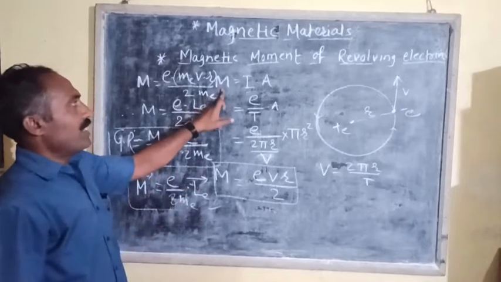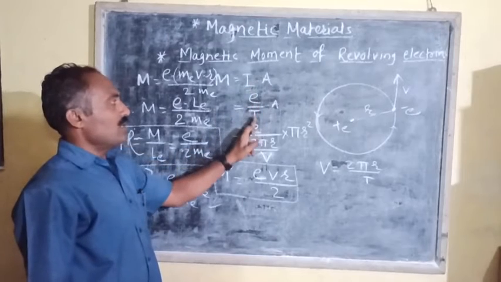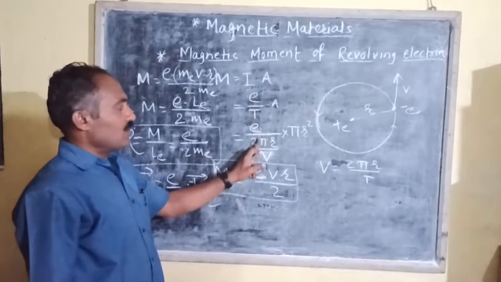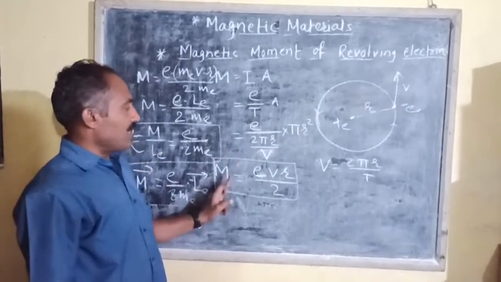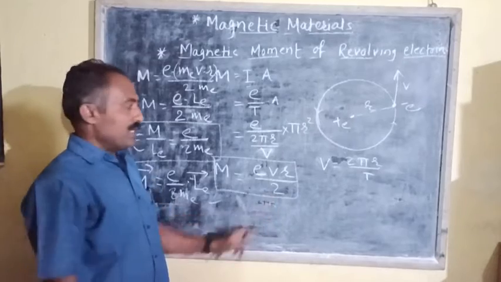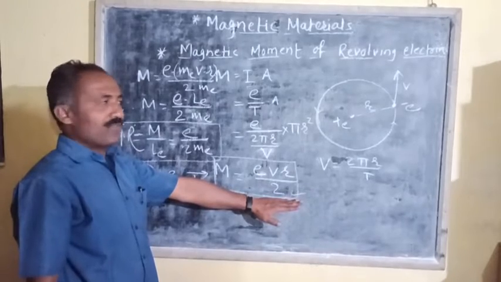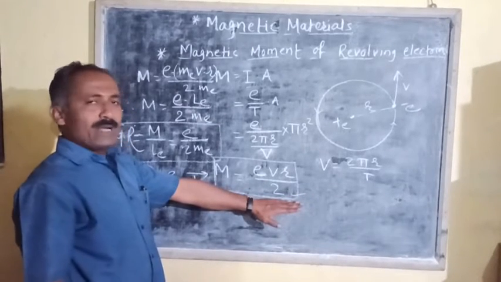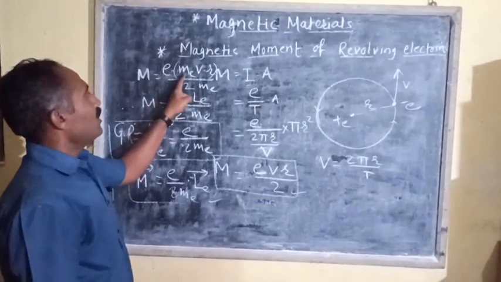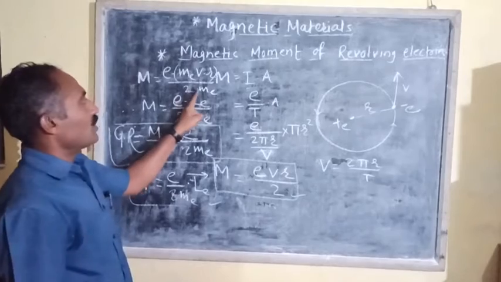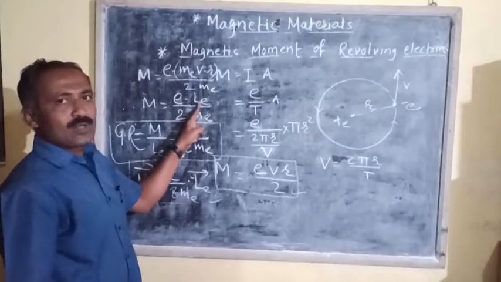That means the magnetic moment associated with the electron is equal to I into A, where I equals e upon T, T equals 2 pi r upon v, and the area is pi r squared. On solving this equation we write M equals e v r upon 2, and this is the expression for the magnetic moment of the electron. Now we rearrange this equation. We multiply and divide it by the mass of the electron, me, giving e into m v r upon 2 times the mass of the electron. But m v r is the angular momentum of the electron.